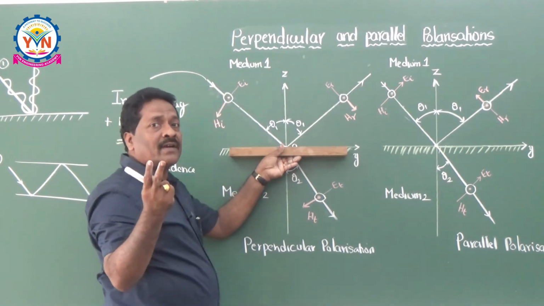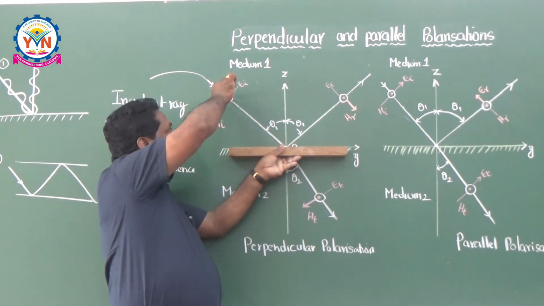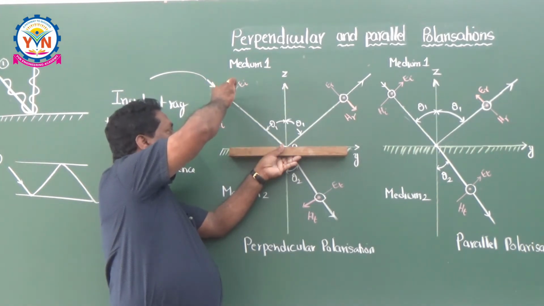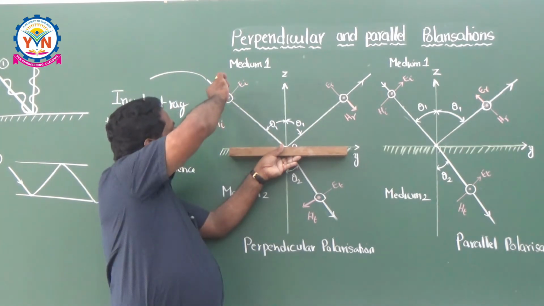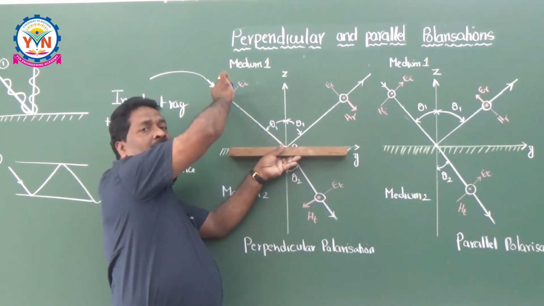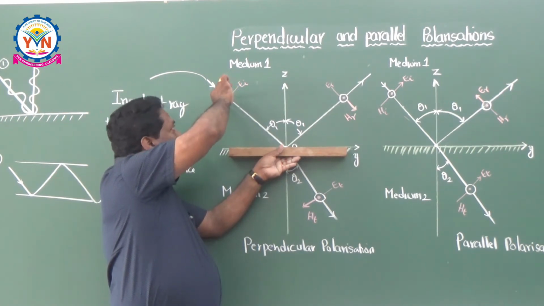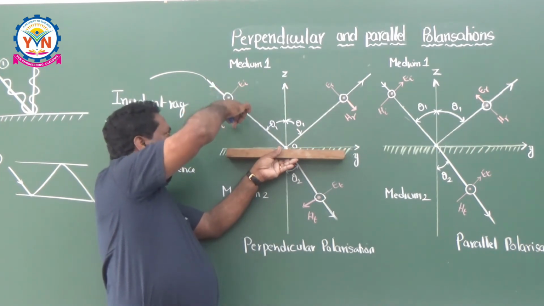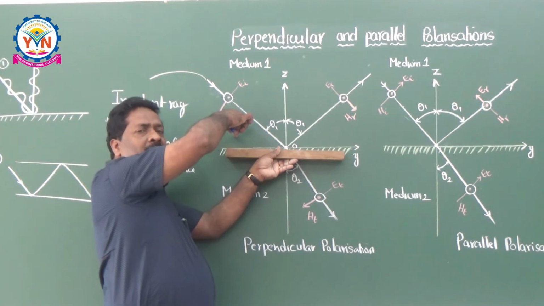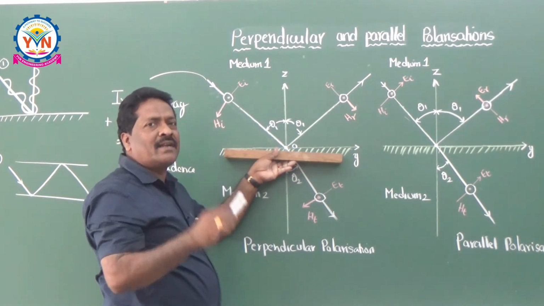So there are two ways of telling. Electric field is perpendicular to the plane of incidence, or otherwise parallel to the boundary surface. If the electric field is perpendicular to the plane of incidence, it is called perpendicular polarization. Or otherwise, if the electric field is parallel to the boundary surface, చూడండి ఇక్కడ తీసుకోండి, it is called horizontal polarization. There are two names given to the same condition, friends.